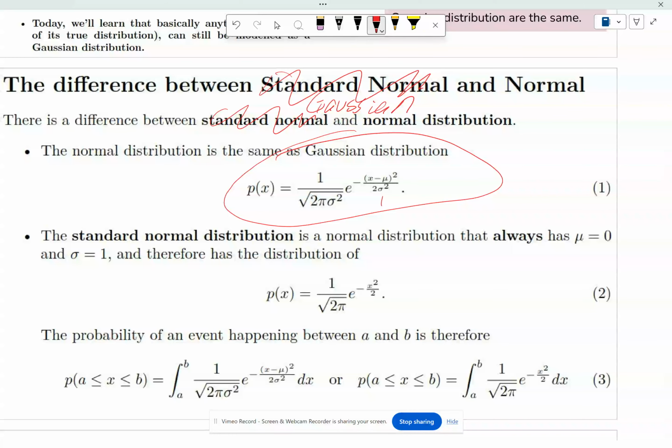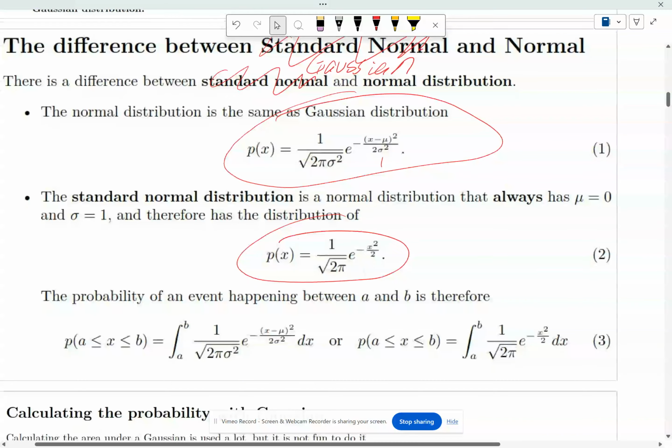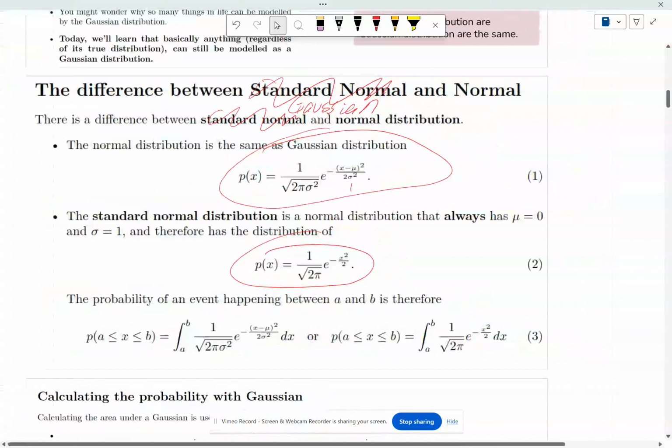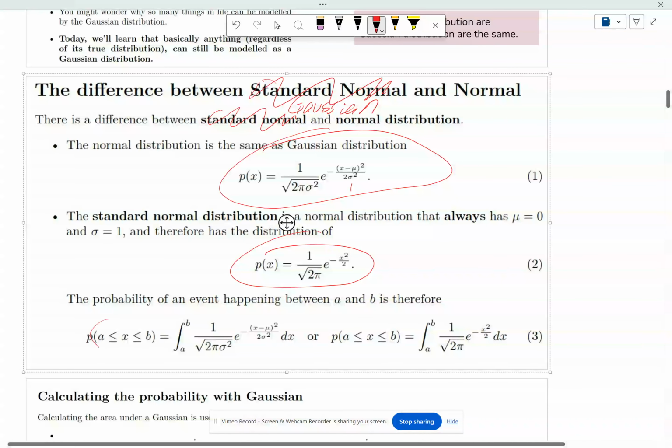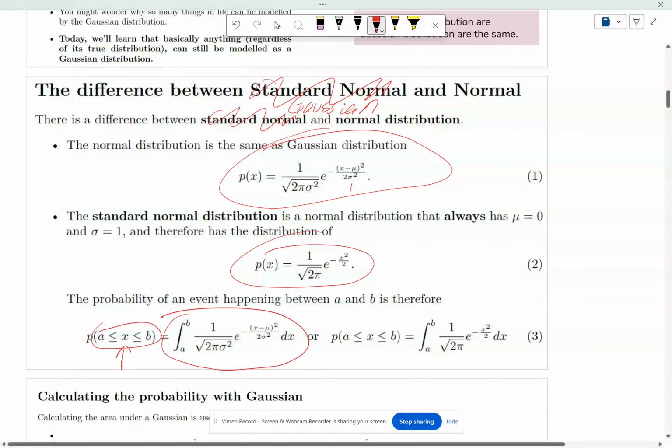Gaussian includes the normal distribution. And once you have the Gaussian or the normal distribution, to find the probability that X happens between A and B, you take the integral, okay? So this one, you take the integral of the normal, and this one is the Gaussian.